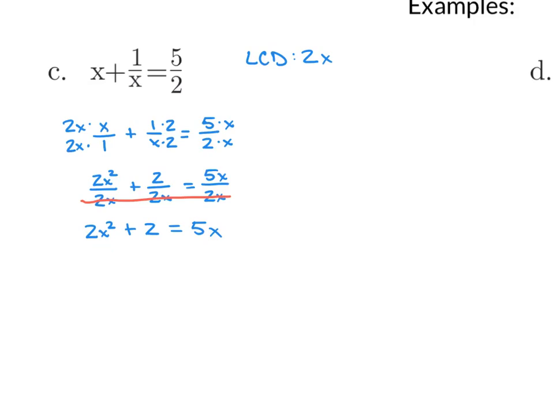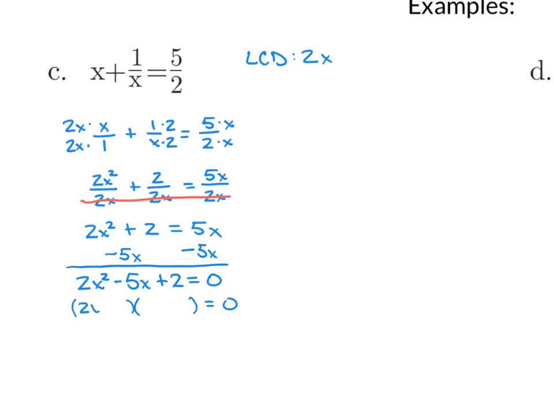In order to solve this, it is a quadratic equation because I have an x squared term. So in order to do that, we want to move all terms to one side of the equation and set it equal to 0. I'm going to subtract 5x from both sides, and I'm going to write in descending order, so we get 2x squared minus 5x plus 2 equals 0. We're going to go ahead and factor this.